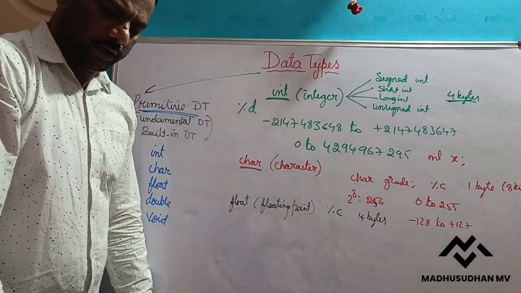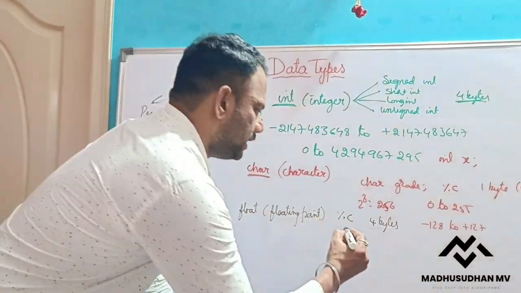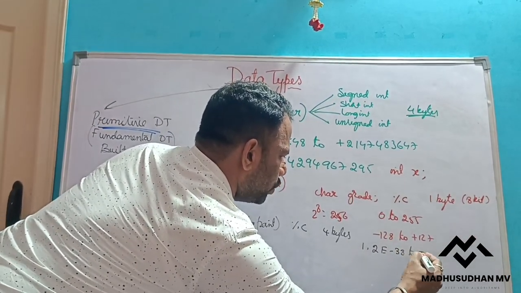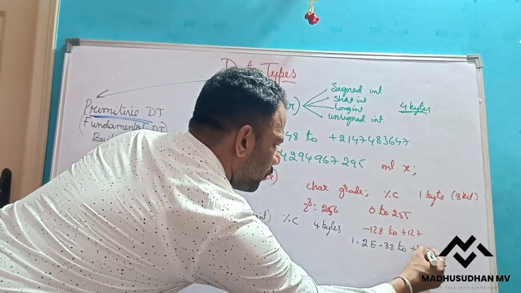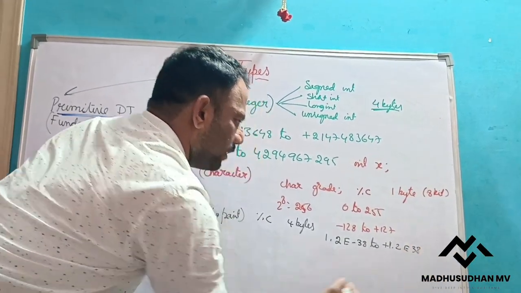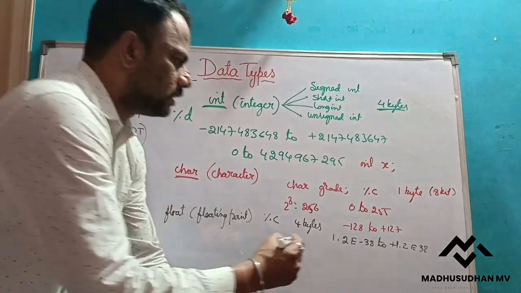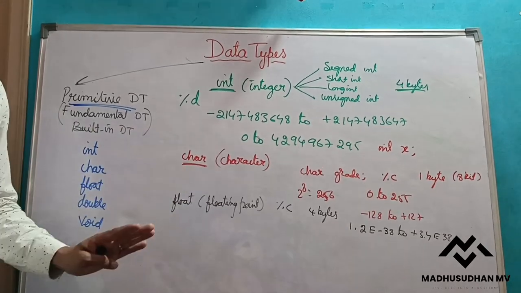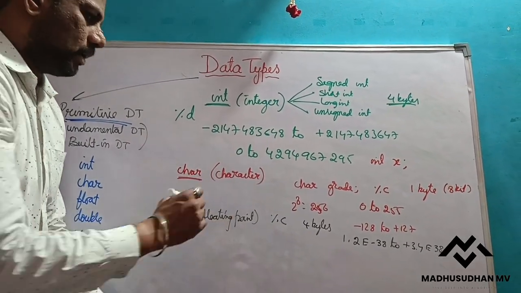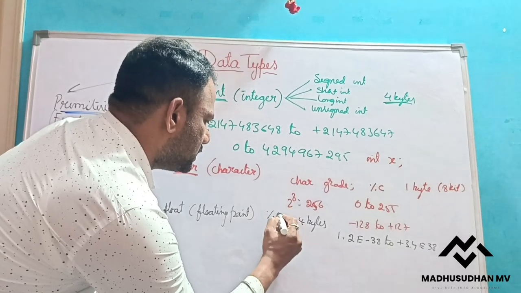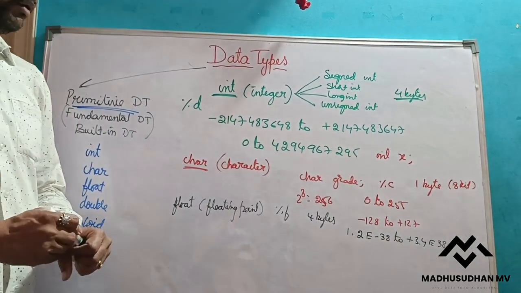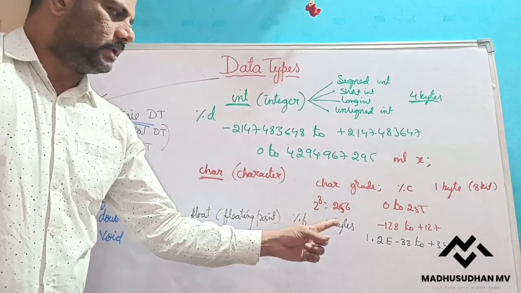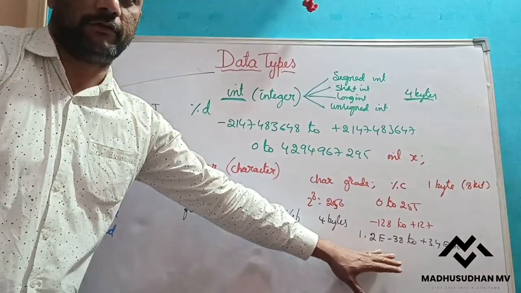And the floating point range is from 1.2 exponential minus 38 to plus 3.4 exponential 38. That is the range in case of 4 bytes. So now this is not %c, this is %f. Whenever we are using a floating point variable, we have to use the format specifier %f, and it occupies 4 bytes. This is the range of floating point numbers.